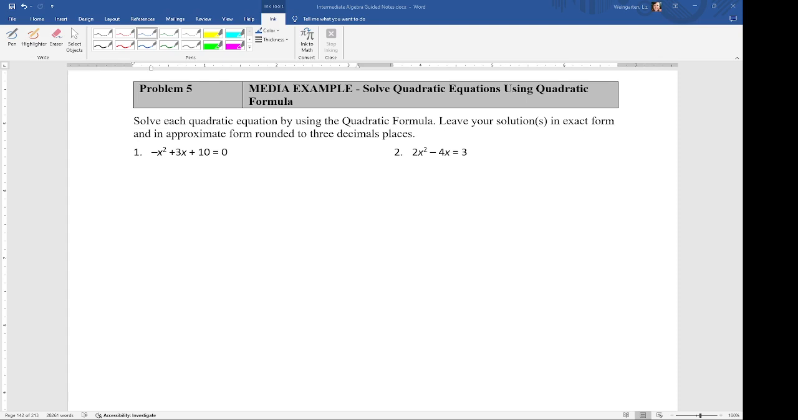In problem 5, we're going to use the quadratic formula to solve each of these equations. We're going to leave our solutions in exact form and in approximate form rounded to 3 decimal places. So we can kind of imagine that we're likely going to have some radicals in these solutions.